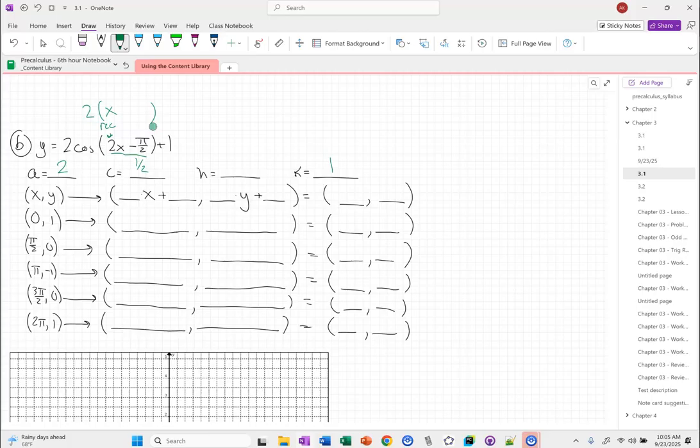When we factor off, the operation we're doing to the stuff inside the parentheses is division. 2x divided by 2 is just the x. And what is pi over 2 divided by 2 going to be? It's pi over 4, because remember, to divide fractions, we multiply by the reciprocal. So it should be pi over 4 for my h.